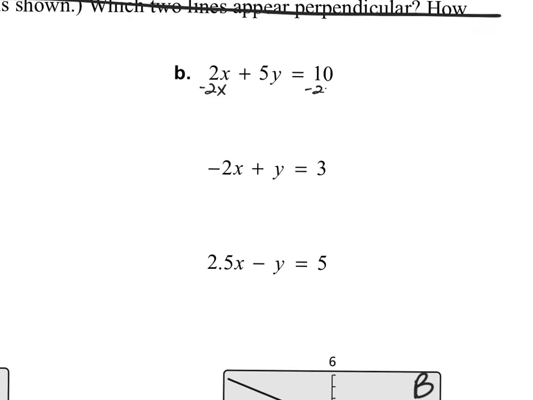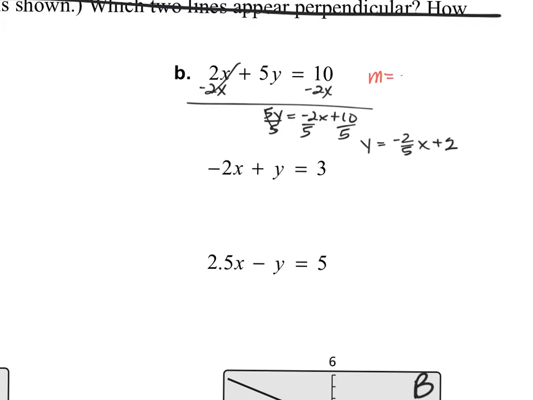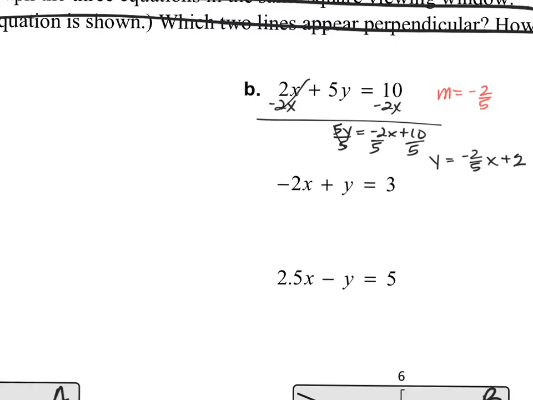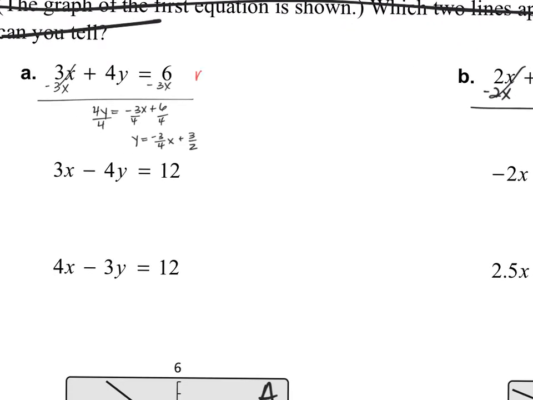Minus 2x minus 2x. 5y equals negative 2x plus 10. Divide by 5. Y equals negative 2/5 x plus 2. Oh, we forgot to write our slopes. M is equal to negative 2/5. M is equal to negative 3/4.